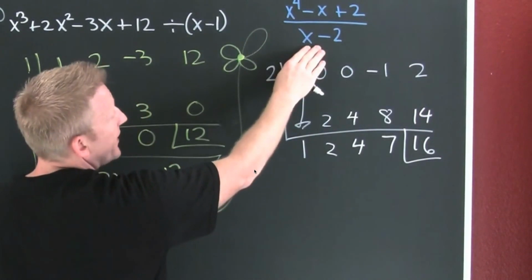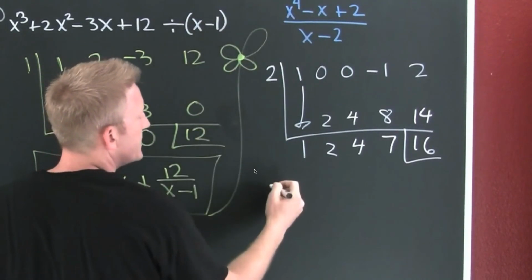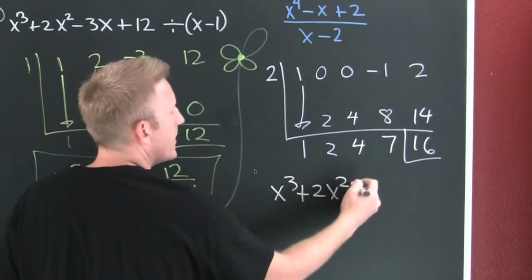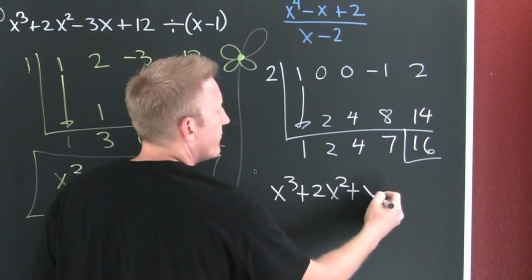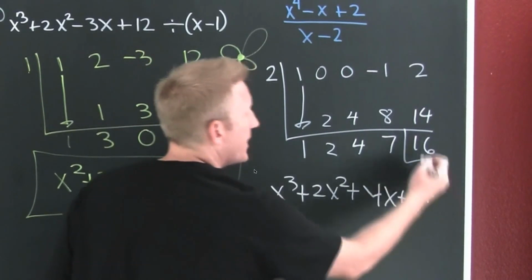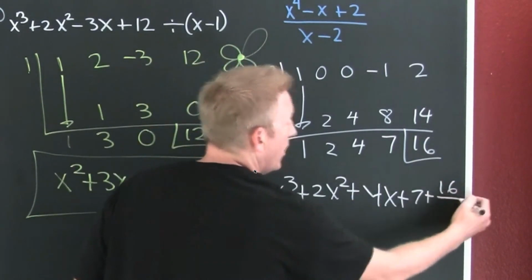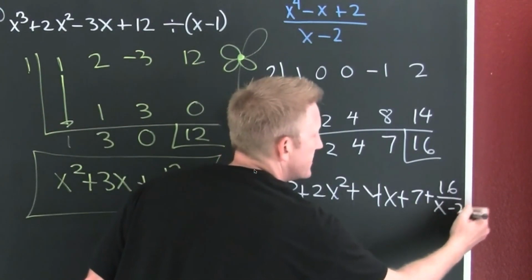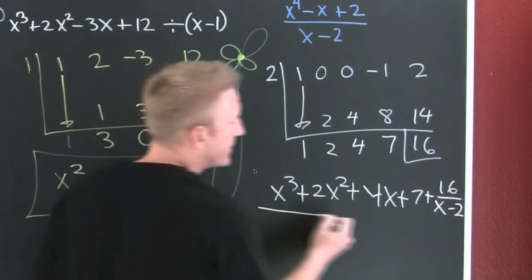I'm dividing by a linear factor. I need to take it down a notch. This is x to the third plus 2x squared plus 4x plus 7 plus remainder 16 over divisor x minus 2. Look at that one.